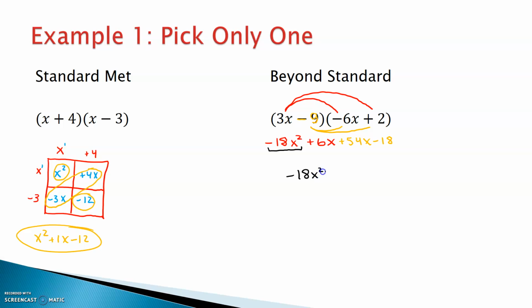Negative 18x squared. Can I combine? Yes, I can. The 6x and the 54x, which is going to give me 60x. And then the last one here is negative 18, has nobody to combine with. So we just drop them down. And that is our final answer. And again, notice it's in standard form: x squared, x, and then just my constant.